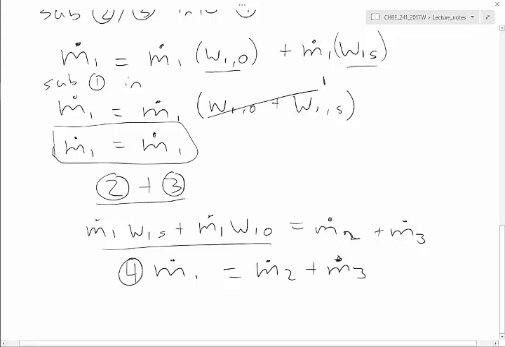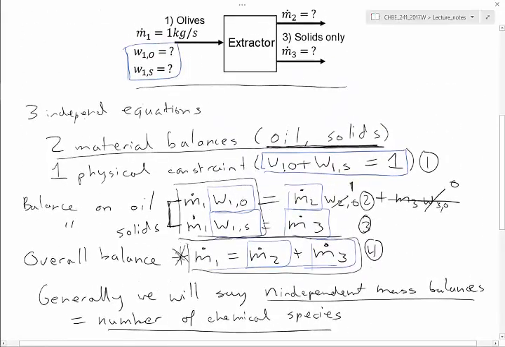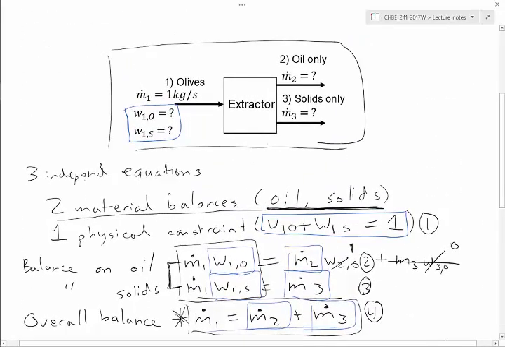And so equation number 4 is not giving me any new information on the problem than equation 2 or 3. So I'd encourage you, you can try to solve this problem right here with these 4 unknowns using these 4 equations. You won't be able to do it until you get an extra piece of information like that W1 solid is equal to 0.9. And so for our purposes, we're going to take that our number of material balances for these systems that are non-reactive is going to be equal to our number of components. So in this case, 2, oil and solids. Those are our independent material balances.